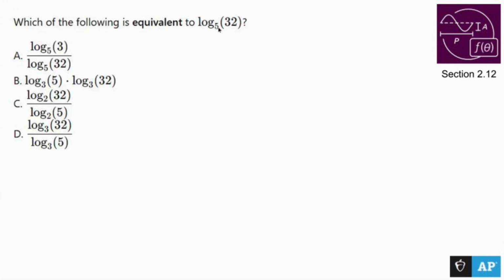Which of the following is equivalent to log base 5 of 32? It looks like they don't want me to simplify anything. It looks like they just want me to use the change of base formula. The change of base formula says log base b of m can be written as log of whatever base you want of m over log of the same base of b.